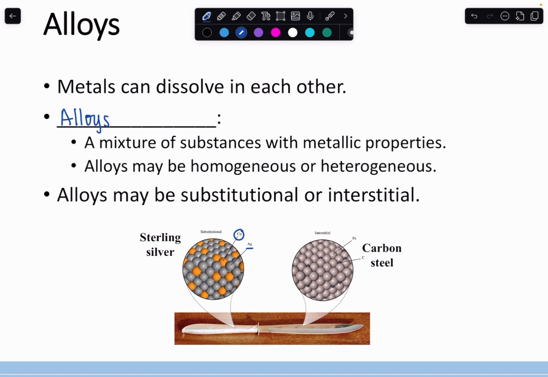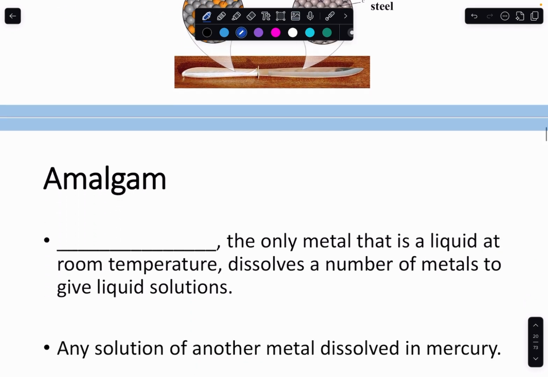This is a solution. Looks uniform. If you look at that knife at the bottom there, it looks uniform. Another example would be if someone has a gold tooth, a metal tooth, those are made of alloys. There are lots of different types of alloys out there, like cookware. There's a big list. You're welcome to look up different types of alloys.